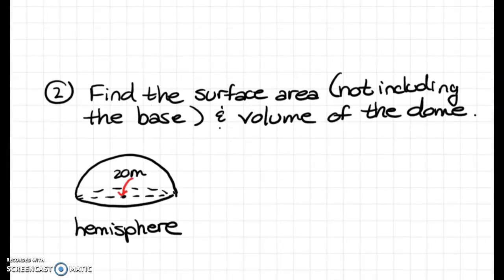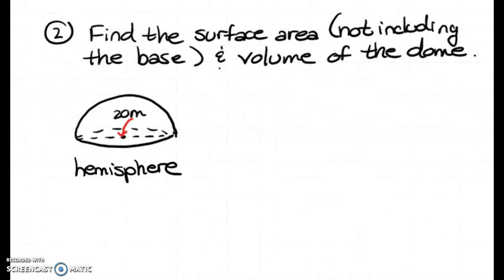All right, so the next one does not have a whole sphere. It has half of a sphere, which we call a hemisphere, okay? So if you take the Earth and divide it in half along the equator, you have a northern hemisphere and a southern hemisphere. Okay, so this hemisphere, let's see, it says find the surface area and the volume.